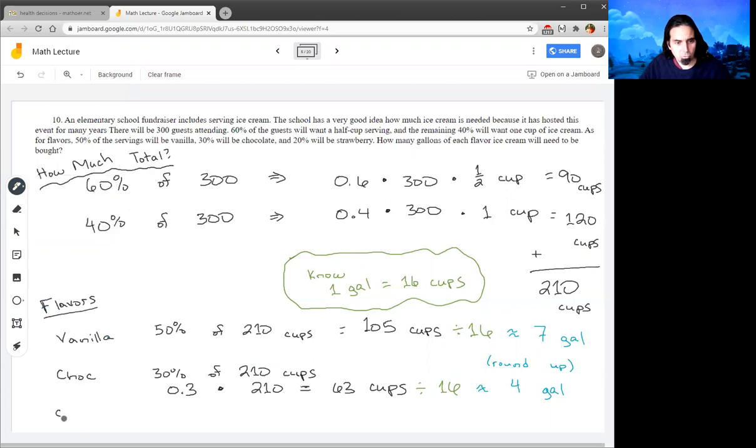And last, we have strawberry. Now, at this point, I could do 210 cups minus 105 minus 63 and figure out how many are strawberry by subtraction. But I will just keep following my pattern. Do them all the same way so I don't confuse people.